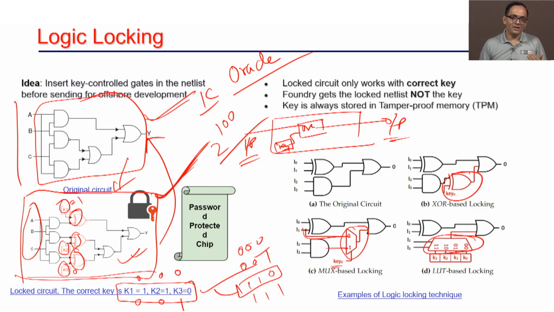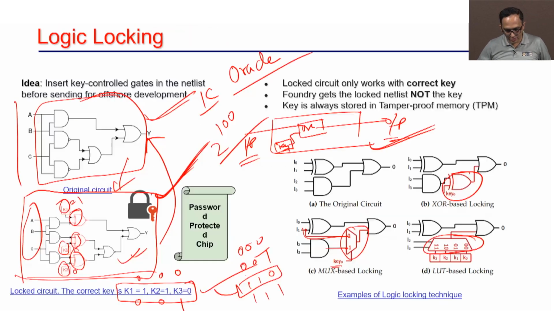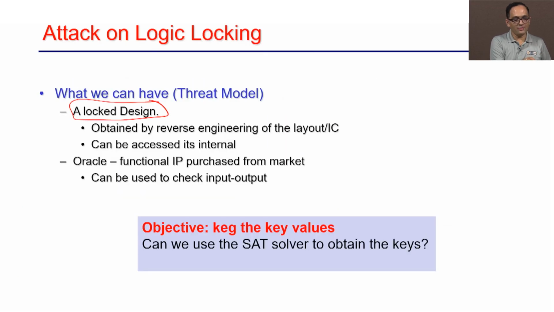As I mentioned, you could have purchased this Oracle and tried all possible inputs, but that is not possible because of the exponential search space of the key. But you can still have this Oracle with you. So what does the attacker have? They have a locked design, which is this one, as I mentioned. You have access to the internals, so you know exactly how the connections are made, where the keys are connected, and what the inputs are. That part you already have. That is the locked design that can be obtained by reverse engineering the layout or IC.